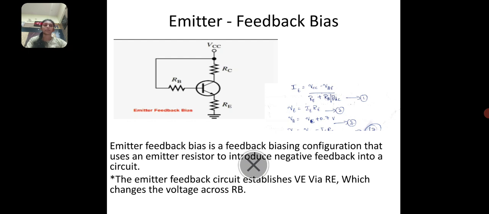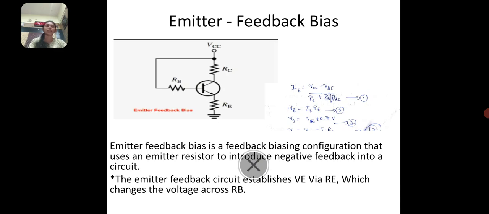Emitter feedback bias. Emitter feedback bias is a feedback biasing configuration that uses an emitter resistor to introduce negative feedback into a circuit. The emitter feedback circuit establishes VE via RE, which changes the voltage across RB. It is used to stabilize the Q point. Emitter feedback bias is shown in Fig A. An emitter resistor has been added to the base circuit.